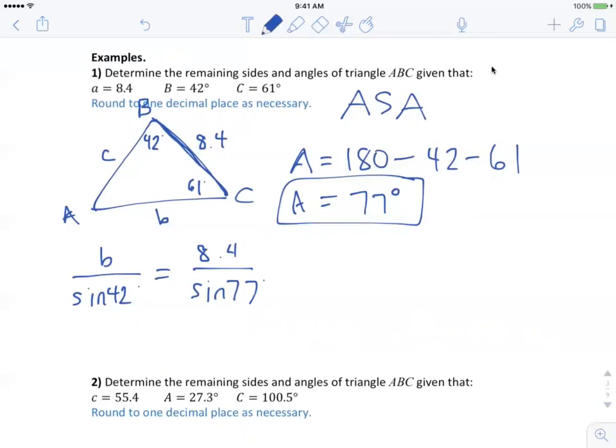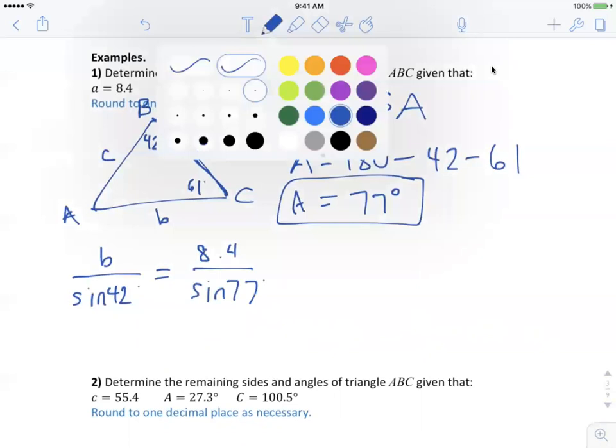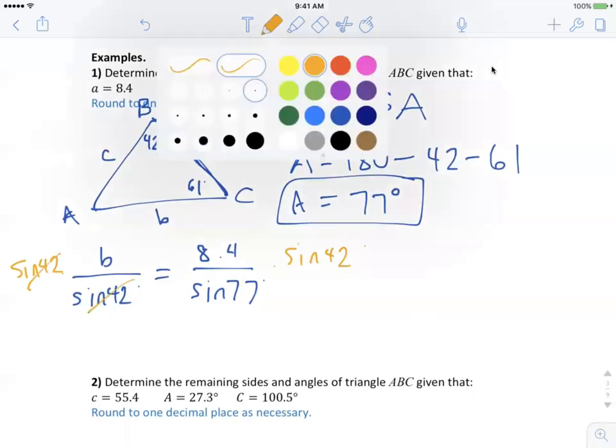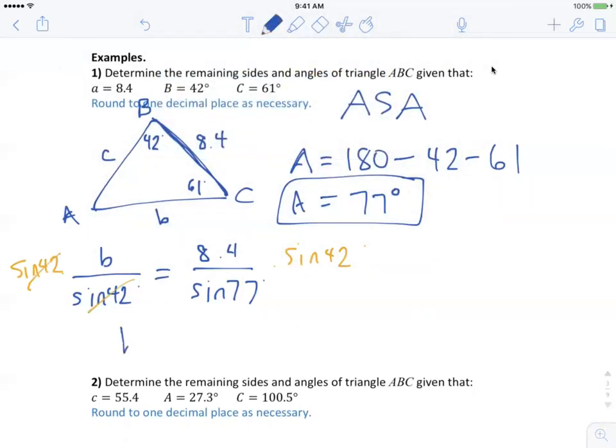In order to do that, to isolate the B, I'm just going to multiply both sides by the sine of 42. And that cancels there. And we can now calculate that. Now just make sure you're in degree mode in your calculator.